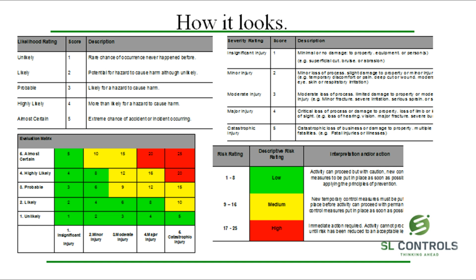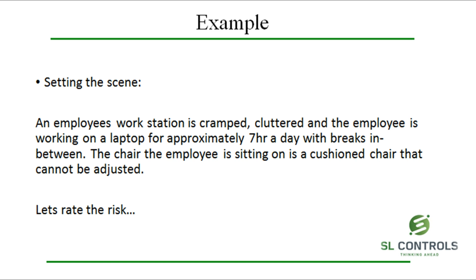To show you how the risk matrix works, let's take a look at an example and apply the method. An employee's workstation is cramped, cluttered, and the employee is working on a laptop for approximately 7 hours a day with breaks in between. The chair the employee is sitting on is a cushion chair that cannot be adjusted.